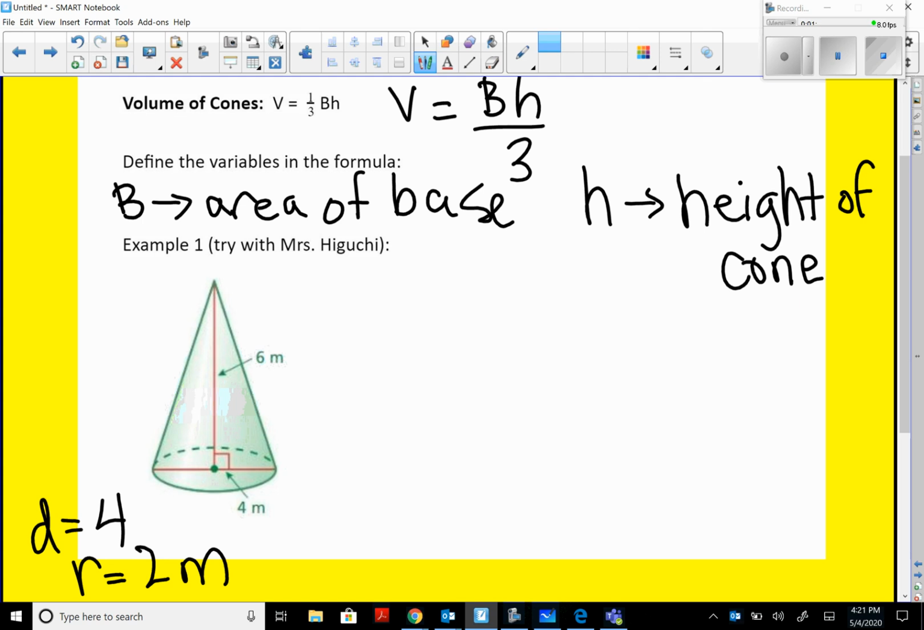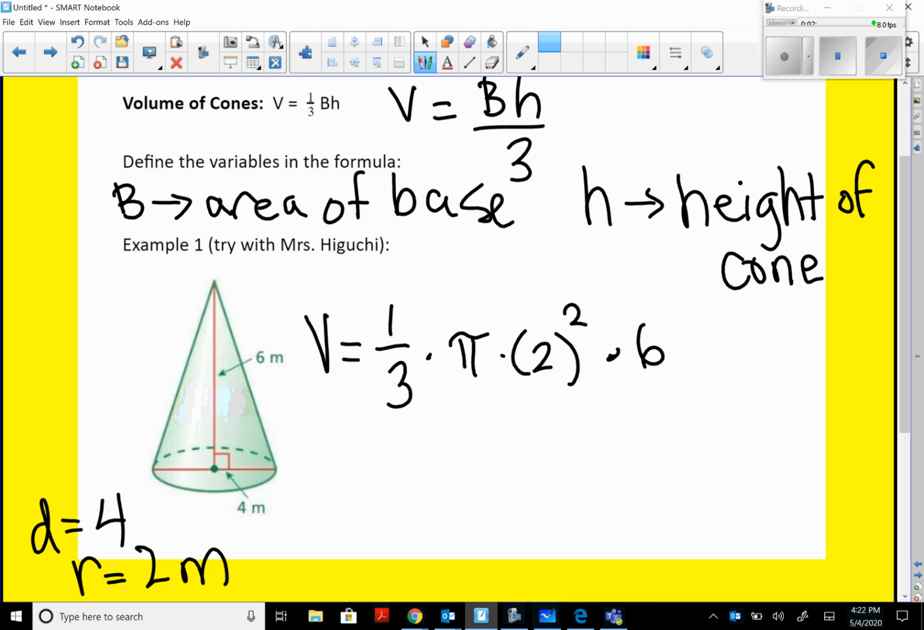So I'm going to go ahead and plug in those numbers to the formula. This time I'm going to use the 1/3, but you can use multiplying by 1/3 or dividing by 3 interchangeably. It does not matter. So capital B stands for area of base. So that's pi r squared. So that's pi times radius squared, which is 2 squared. And then times the height of the cone. In this case, it's a 6.